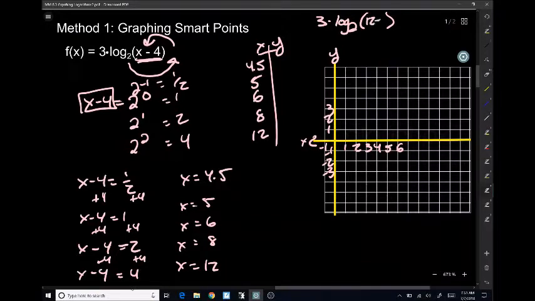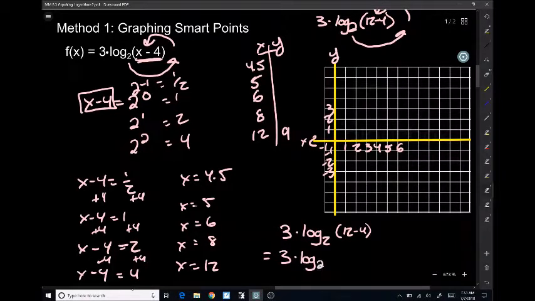12 minus 4 is 8. Log base 2 of 8 is 3, because 2 to the third power equals 8. 3 times 3 is 9. So I'll actually kind of work that out. I won't work them all out in this much detail, because the goal is, if you can do it this way, you can hopefully start doing this mentally more and more.